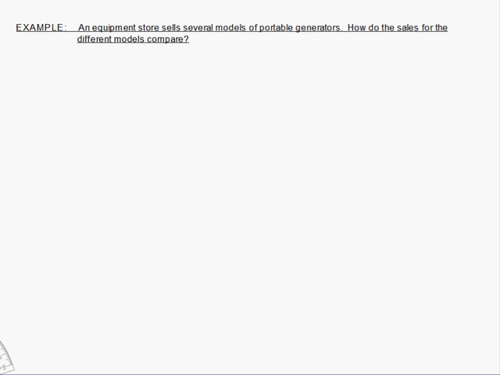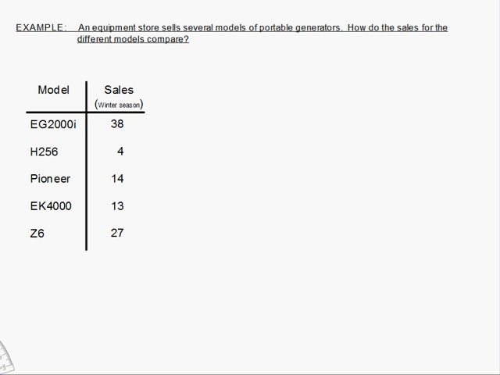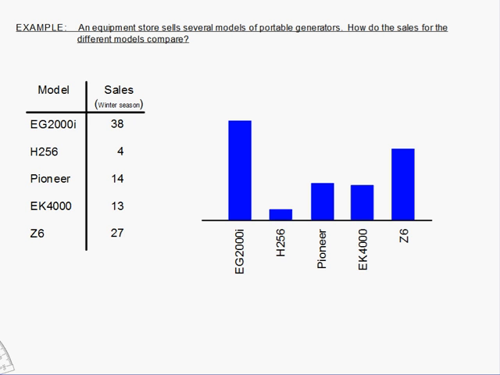All right, so we have 5 different models and the number of sales in the winter season. We're not averaging these. That wouldn't make any sense at all. So the first thing is a bar graph. Each category is its own element on the horizontal axis, and the height of each bar is the frequency.